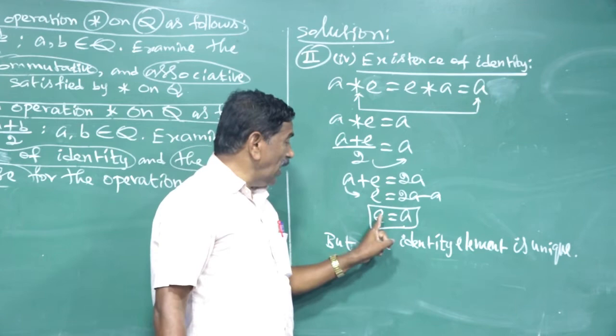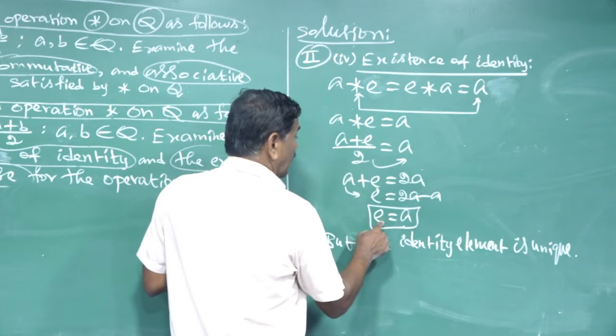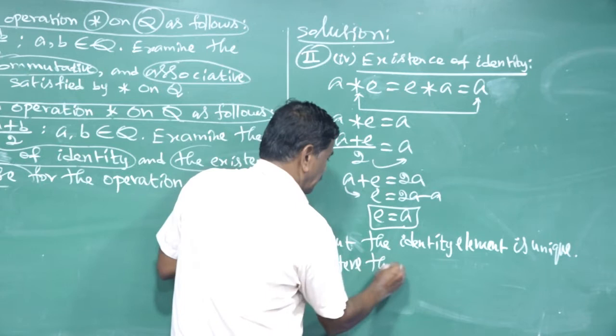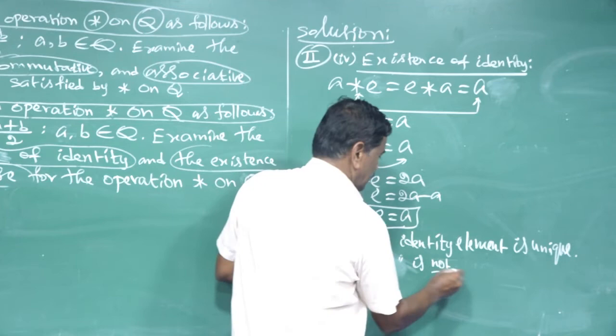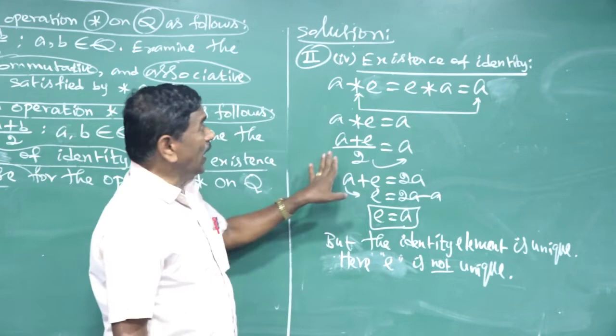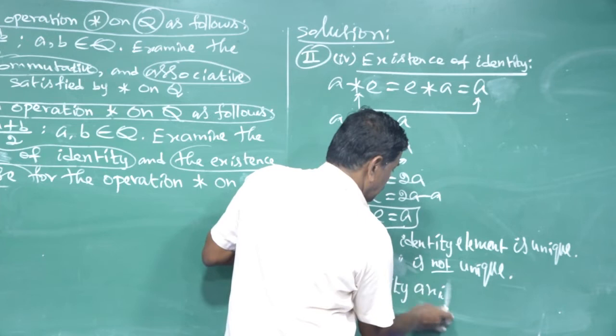Here E is not unique. Identity is unique, but here the identity is not unique. Okay, therefore, the identity axiom is not true.